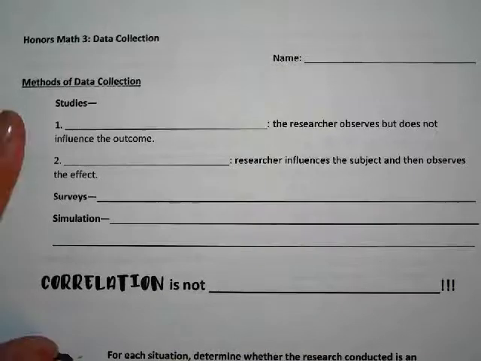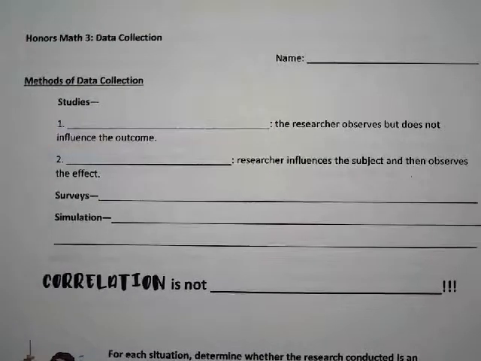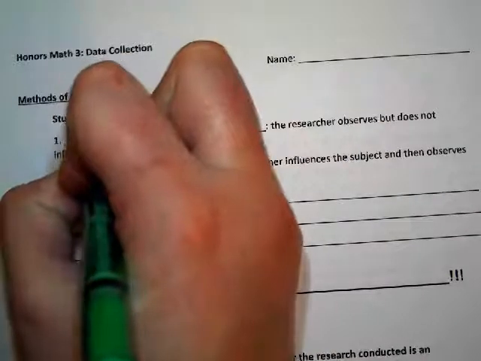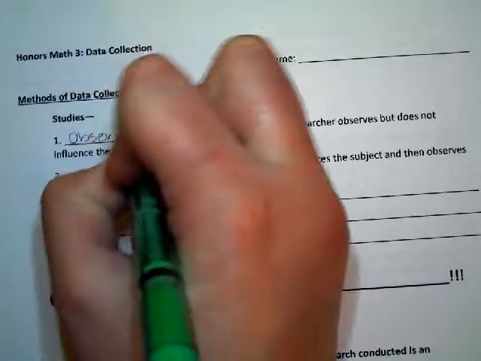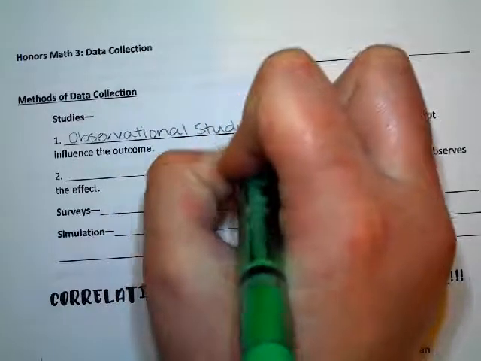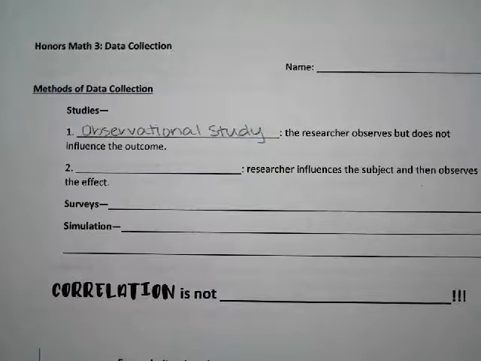So there are two different types of studies. That's what the primary assignment is going to be about today, the two different types of studies. So first we have observational studies. And an observational study is where the researcher observes but does not influence the outcome.